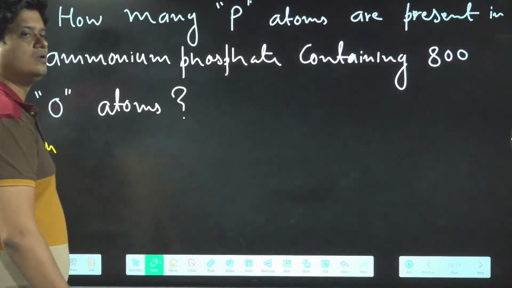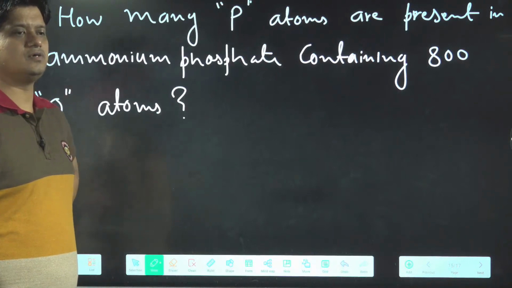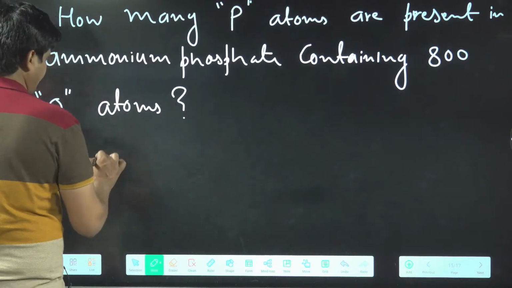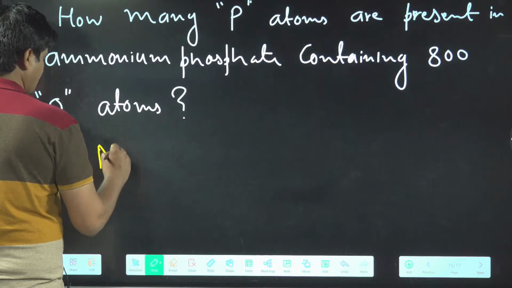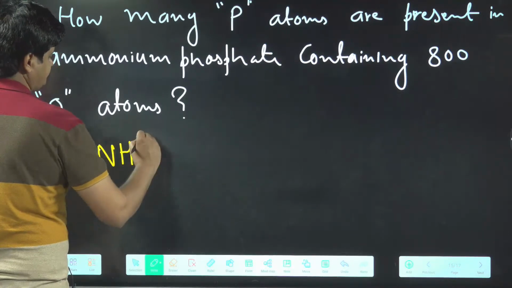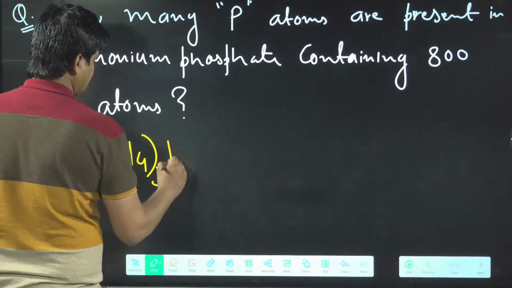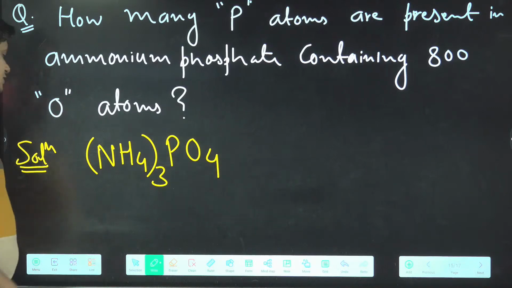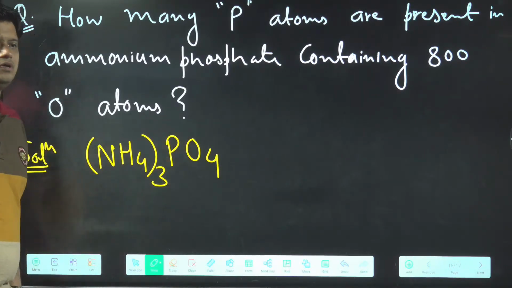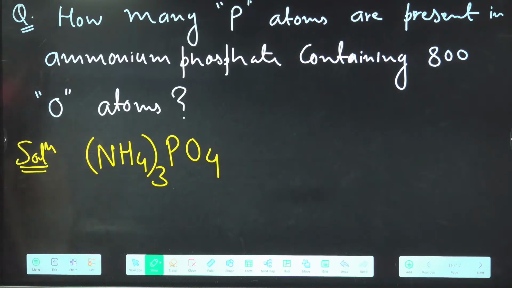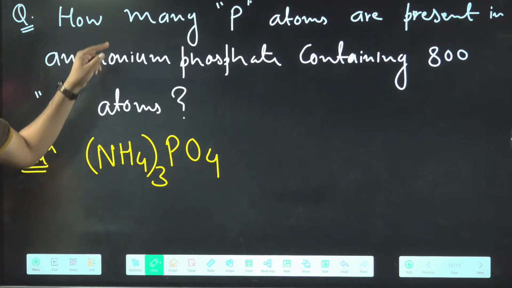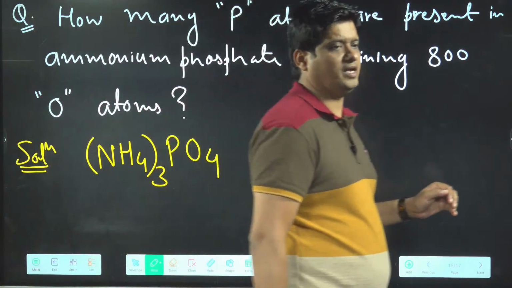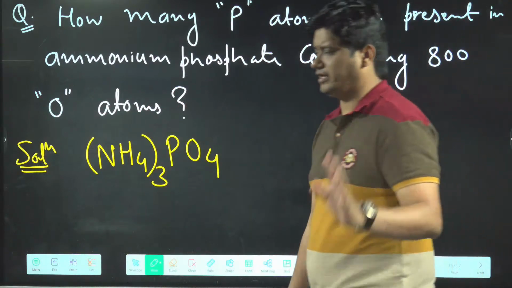Only one person is correct. Ammonium phosphate is actually NH4 whole thrice PO4. Now you know the formula. I'm giving you just 1 minute to solve this problem. Please try to solve this and reply.